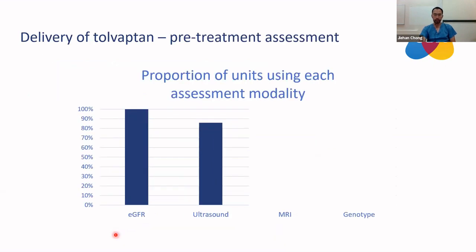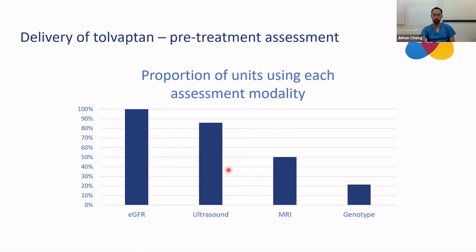There's a range of different ways you can assess people for Tolvaptan, and we wanted to know what people are using. Unsurprisingly, all renal units are using eGFR to assess their patients, and a majority seem to be using ultrasound. Half of the units who responded seem to have access to MRI, and about a fifth of them are using genotype in their pre-treatment assessment.